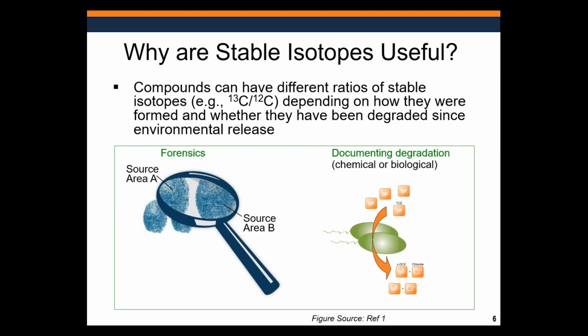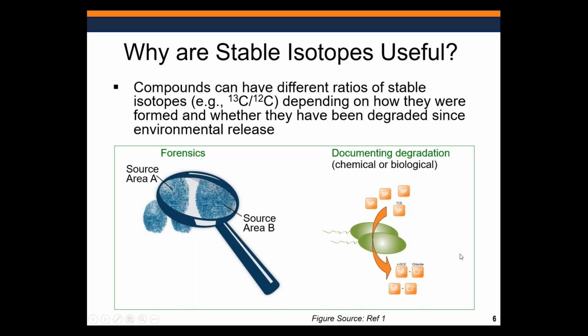Okay, so why are these things useful? I touched on this before, but what's important are ratios of these stable isotopes. And I'm going to talk a lot today about ratios rather than concentrations. Basically, depending on how something was formed or whether it's been degraded as a function of time, you have specific isotope ratios. So you can see there's a forensic aspect of this.